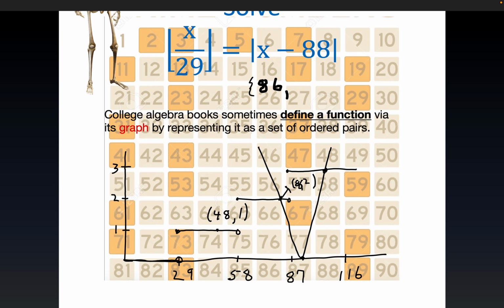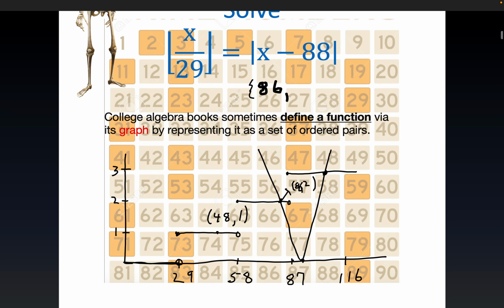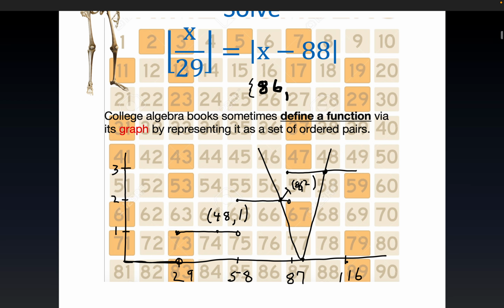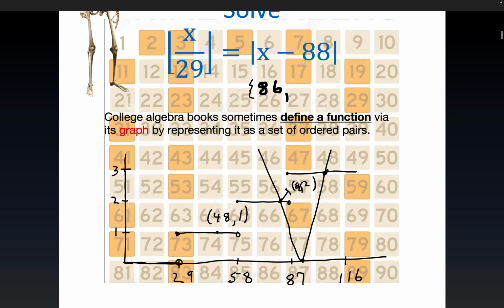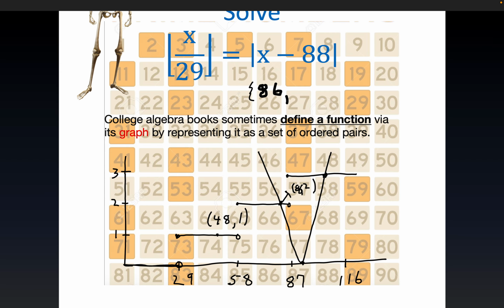Okay, now let's check out. We can see that it intersects at 3 also. Okay, well, any number between 87 and 116 has a floor of 3, but only one number satisfies this absolute value condition, right? And so let me just point it out right up here. Okay, this point would be 91, comma 3.